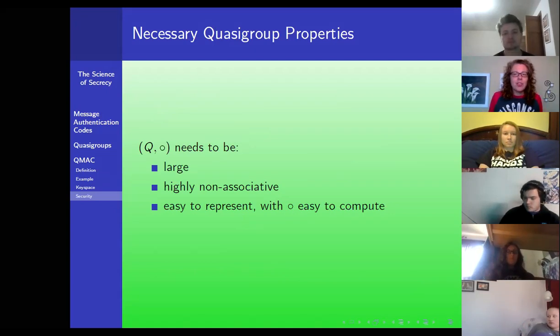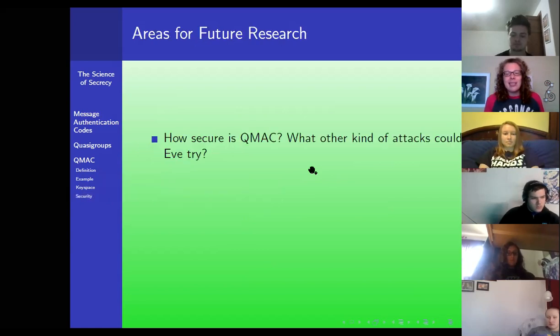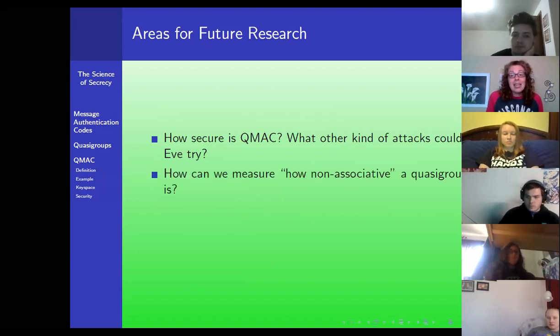Highly non-associative should beg the question, what exactly does that mean? I don't know. I played with that a little bit in my dissertation as well. That was kind of the last chapter add-on, and I didn't necessarily come up with a great answer. So every research talk should end with areas for future research. These are some of them. How secure is it? What other attacks can Eve try? What does highly non-associative mean? How do we even measure this? How can we say how non-associative a quasi-group is?